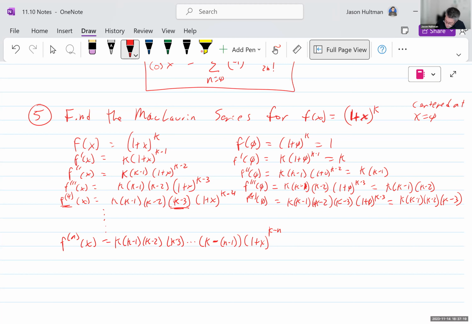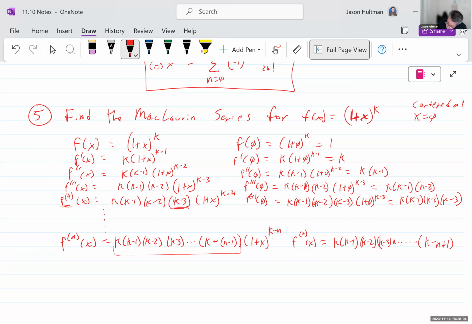Okay, but it really doesn't matter, the 1 plus 0, because we're going to do a Maclaurin on this, right? So the Maclaurin of this nth derivative is really just this piece of it here. It's k times k minus 1 times k minus 2 times k minus 3 times dot dot dot times k minus n minus 1, which if I distribute, that's k minus n plus 1.